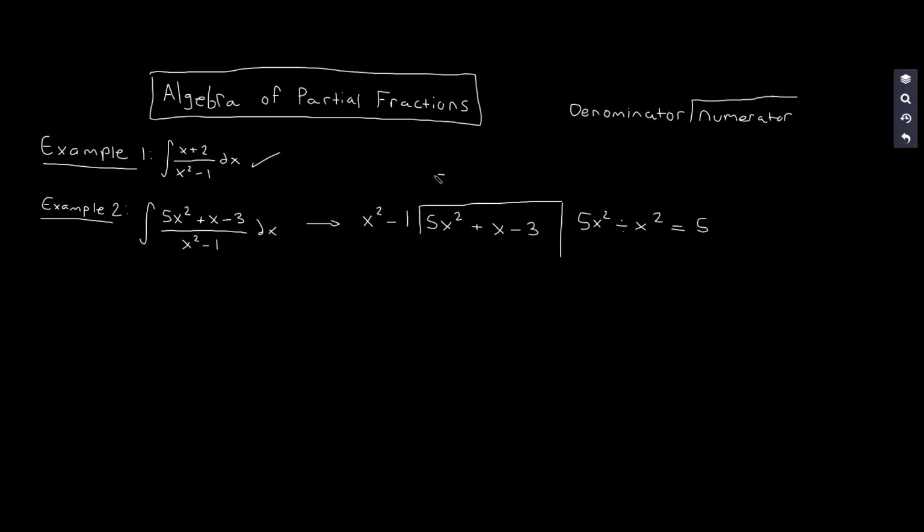And then that means that I put a 5 up top. And then I think that I multiply that 5 back to the divisor. So then we'll do 5 times x squared minus 1. I get 5x squared minus 5. Okay. So then I have to subtract this here from the dividend, I'm pretty sure.